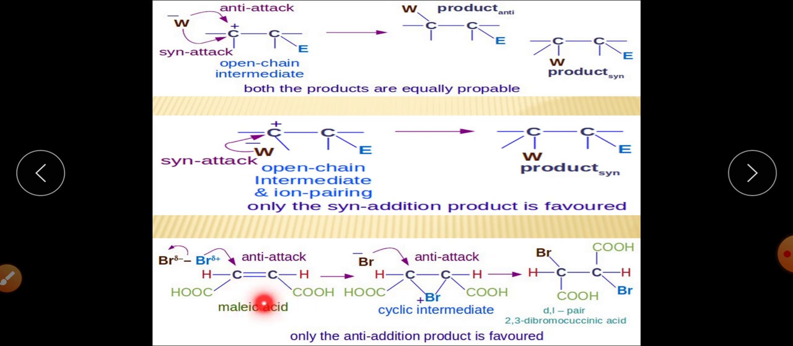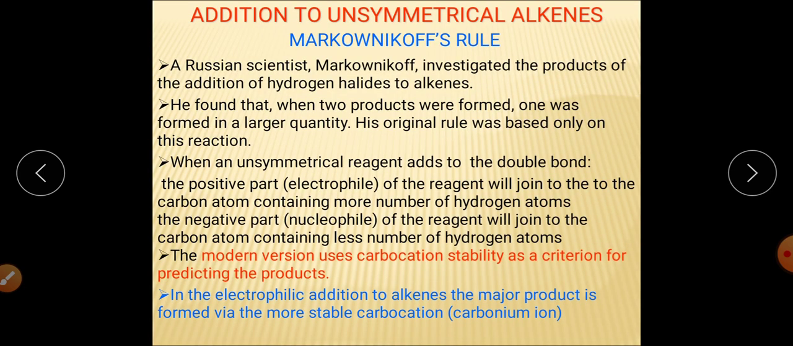If we are talking about this one, for example, this is malic acid, and in this particular malic acid, when it undergoes the bromination reaction, because this reaction proceeds with the formation of a cyclic intermediate, you have only one choice, and that is attack from the opposite side. So the anti-product will be synthesized, and you get the DL pair from this one. So this is the stereochemistry of addition reactions. We are taking the general rules about the stereochemistry of this particular addition reaction.